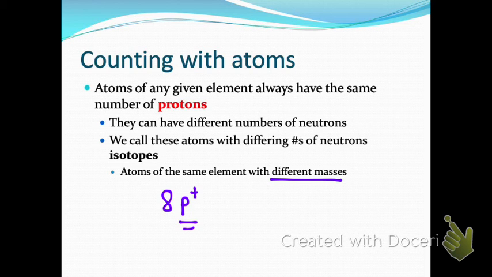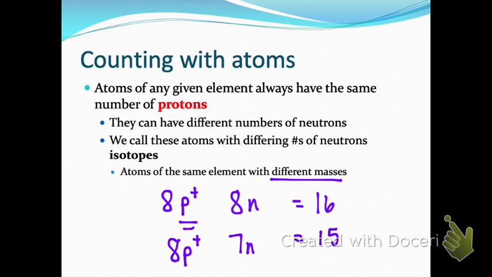Why do you think I would use P and a plus? It's got a positive charge, right? Okay, so if I've got 8 protons and 8 neutrons, that gives me a mass of 16, right? 8 protons plus 8 neutrons. If I've got an oxygen atom that has 8 protons and only 7 neutrons, that gives me an atomic mass of 15. But are both of those atoms still considered oxygen?